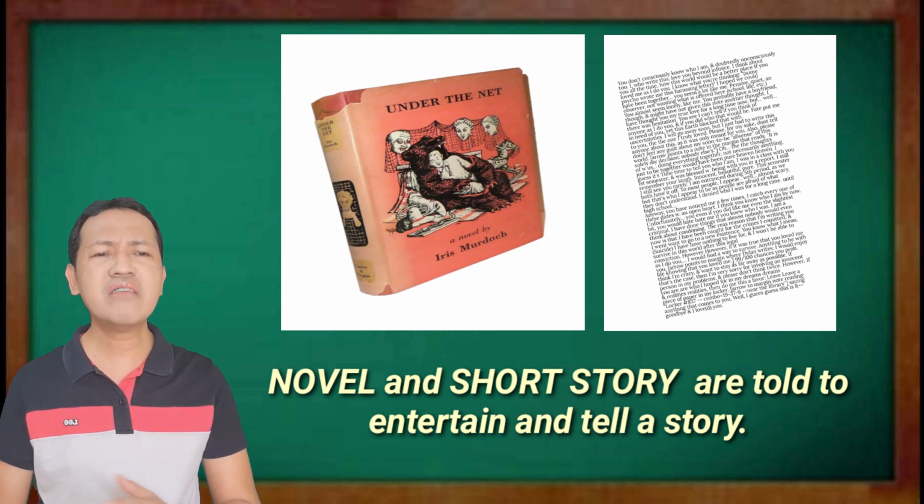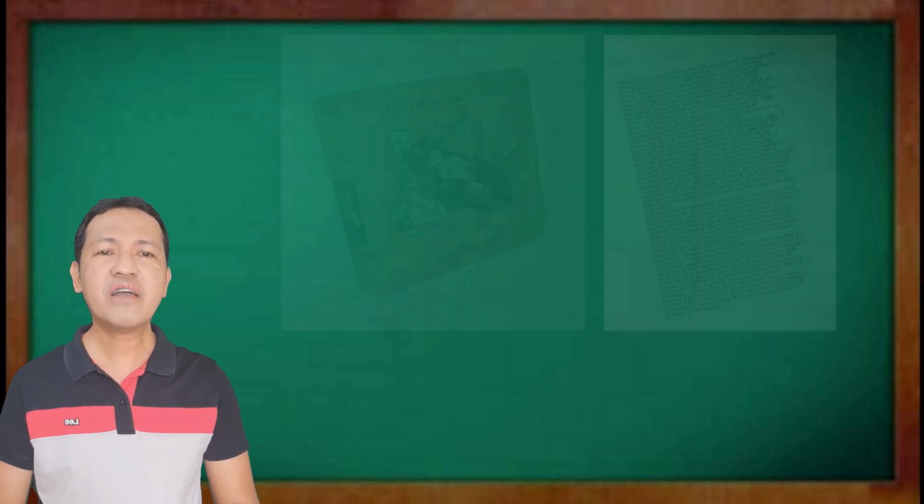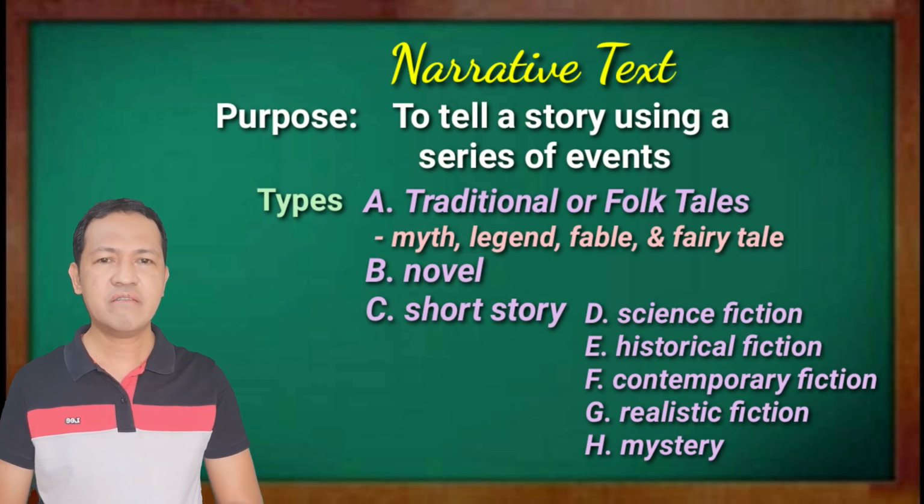Novel is a relatively long work typically written in prose and published as a book, while short story has a fully developed theme but significantly shorter and less elaborate than a novel. What are the other types of narrative text? They're science fiction, historical fiction, contemporary fiction, realistic fiction, mystery, etc.